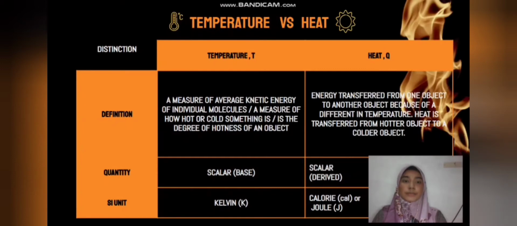Temperature and heat are both scalar quantities, which are quantities that only have magnitude. But temperature is a base quantity, which cannot be defined by other physical quantities. Meanwhile, heat can be defined through multiplication or division, so it is a derived quantity. Temperature uses Kelvin as the SI unit, meanwhile heat uses calorie or joule.